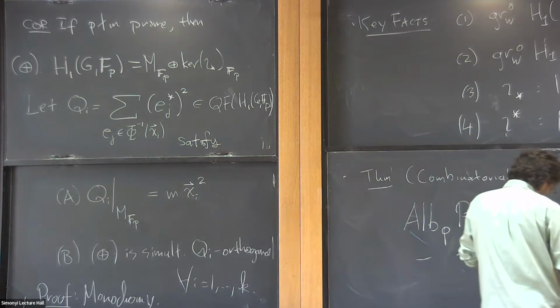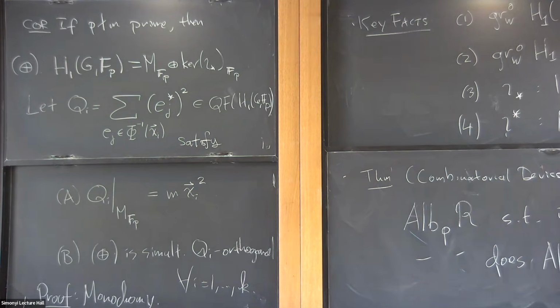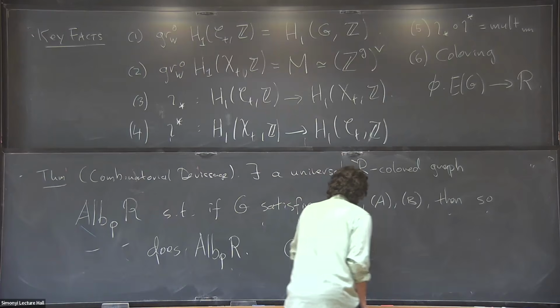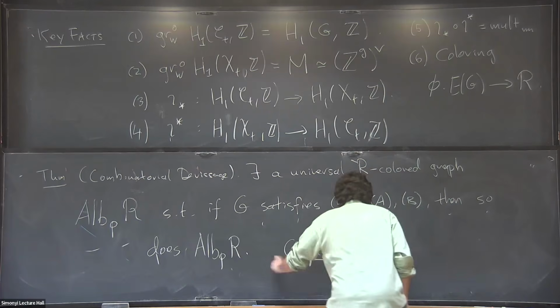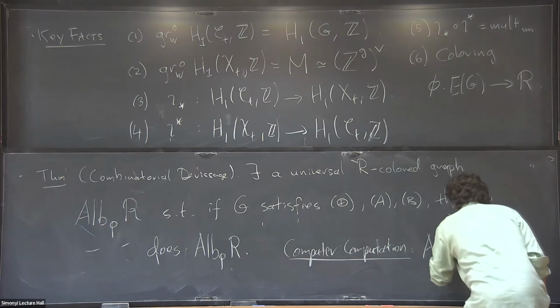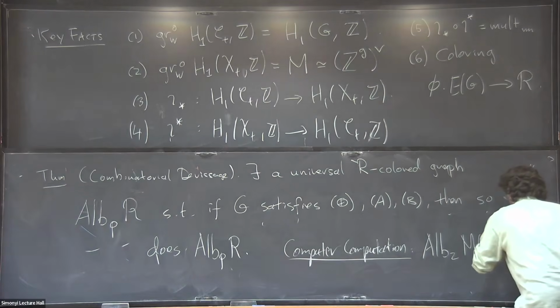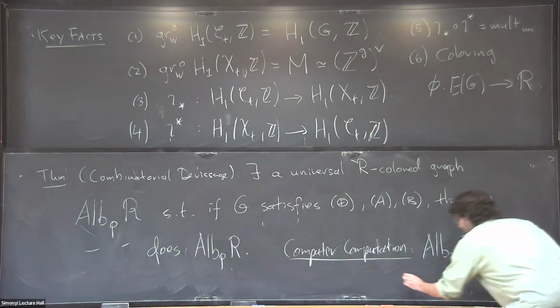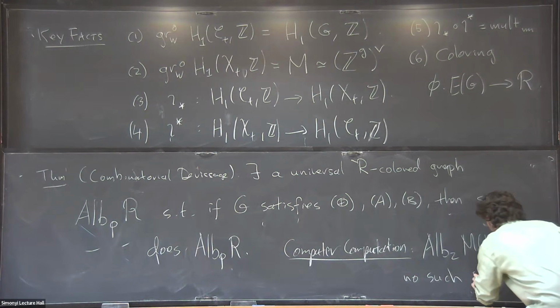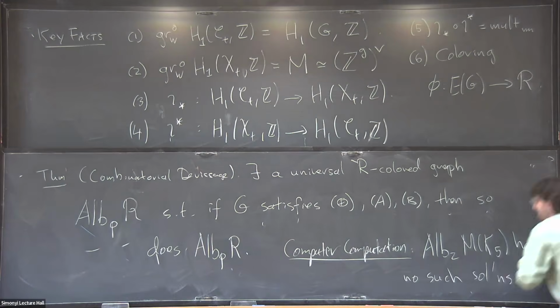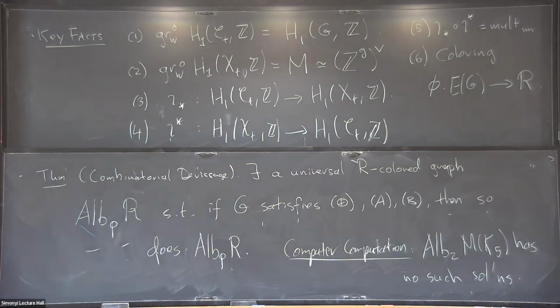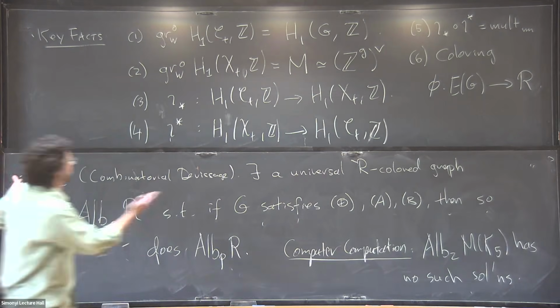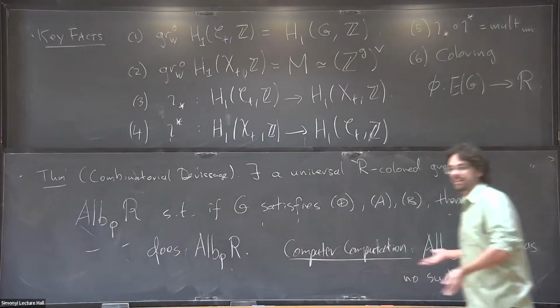And now the final thing is to do a computer computation, to say that the Albanese graph of M K5 has no such solutions. And therefore, say the prime P equals 2, the initial hypothesis, which I erased, was that P does not divide M. So that's the thing that ultimately gets contradicted.